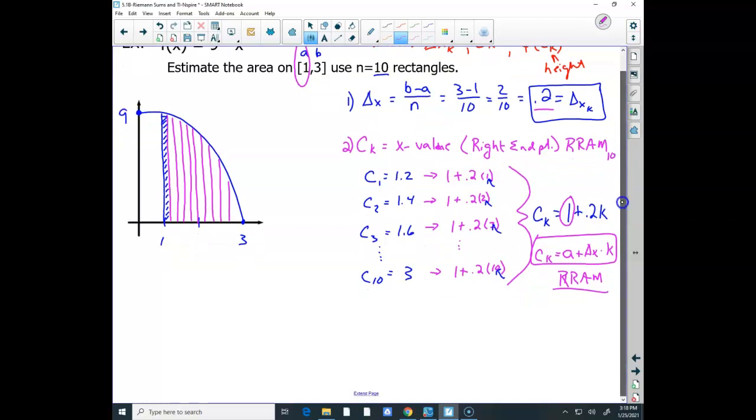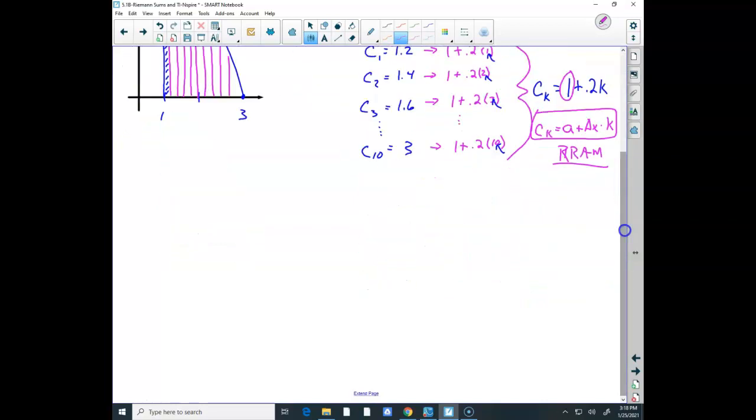So the third thing we're going to want to do is we need to come down here for number 3. Well, now we want to know, what are our heights? And our heights, remember, those are our f of C sub k values. Well, what are my heights going to be? My heights are going to be f of 1.2, f of 1.4, f of 1.6, all the way down to f of 3, right? And this is what we want to get away from.